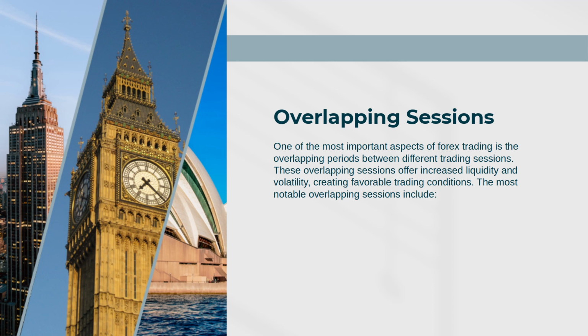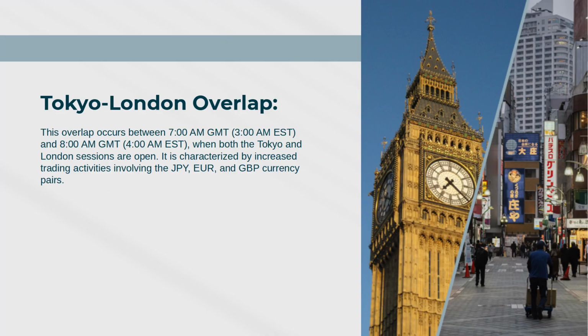The most notable overlapping sessions include Tokyo-London overlap. This overlap occurs between 7 a.m. GMT, which is 3 a.m. EST, and 8 a.m. GMT, which is 4 a.m. EST, when both the Tokyo and London sessions are open. It is characterized by increased trading activities involving the JPY, Euro, and GBP currency pairs.